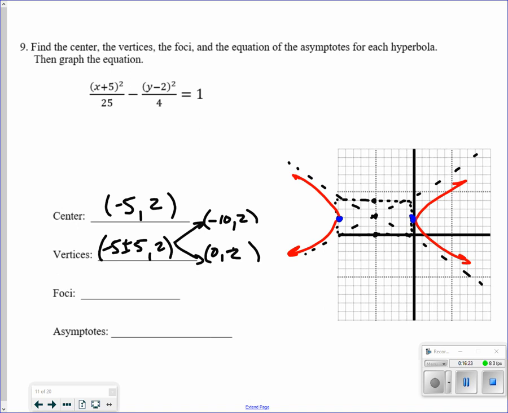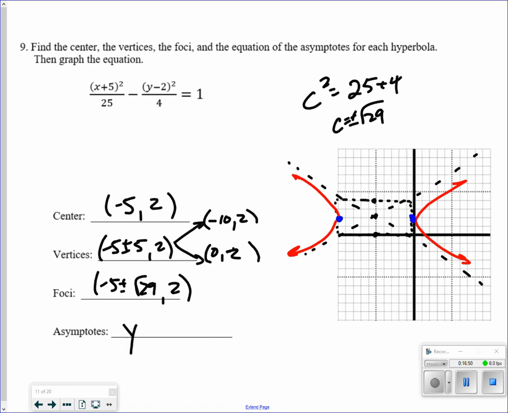Foci points. In order to get the foci points, you need c. C squared is equal to a squared plus b squared in a hyperbola. So I end up getting plus and minus the square root of 29. The question is, do I add it with the x of the center or the y? Again, because x comes first, and in a hyperbola that's what matters, you get -5 plus or minus the square root of 29, 2 are the two foci points.